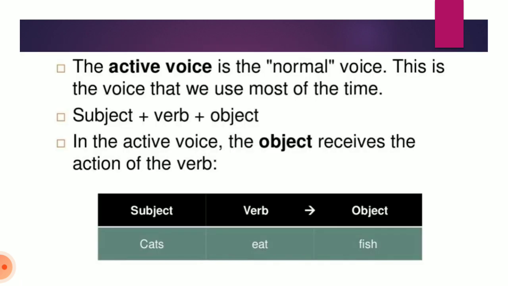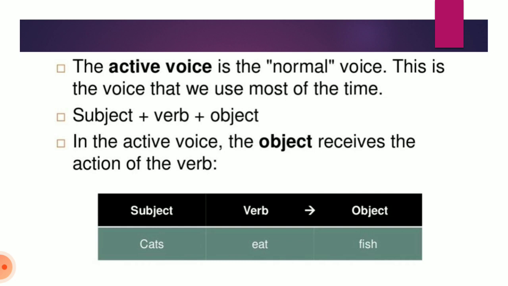Let's see what is meant by active voice. Active voice is the normal voice. This is the voice that we use most of the time. It means the active voice indicates that the subject of a verb is acting, because the subject does the action. Let's see the structure of the active voice.